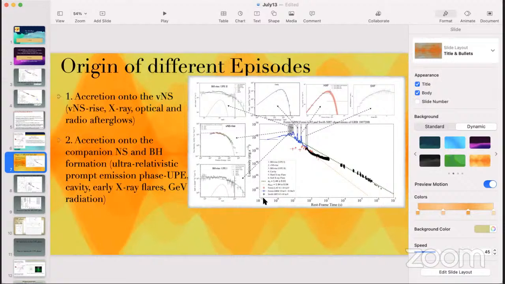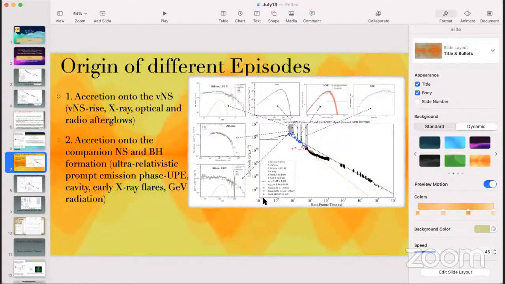But the accretion of the supernova on the new neutron star generates the synchrotron radiation, which we studied in many papers, the synchrotron radiation around the new neutron star spinning down. And this is the afterglow.